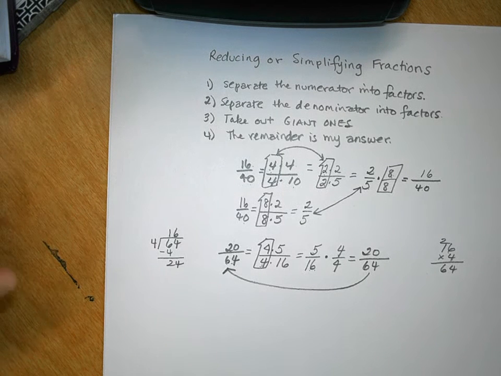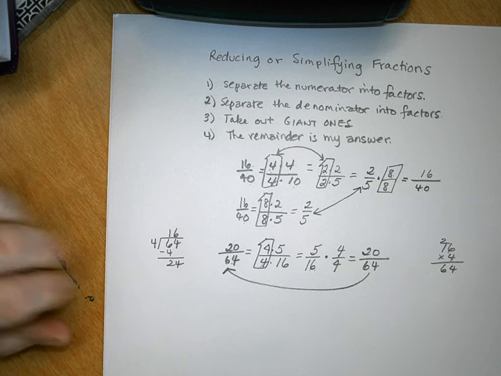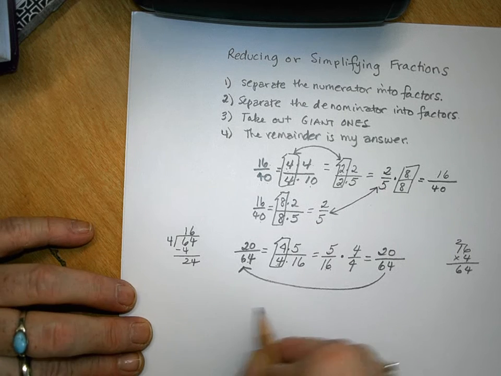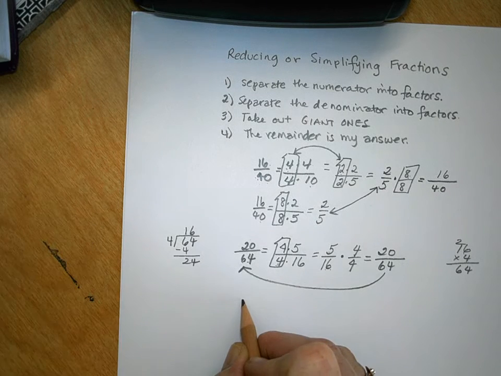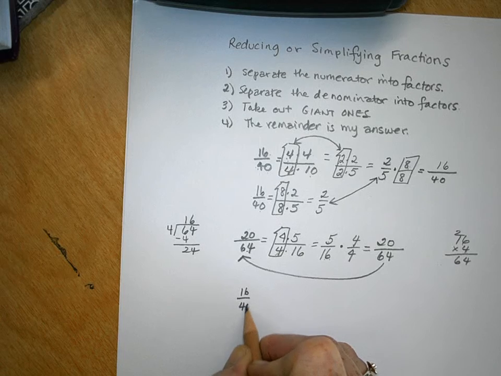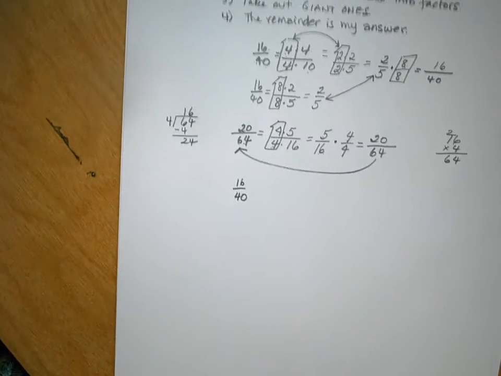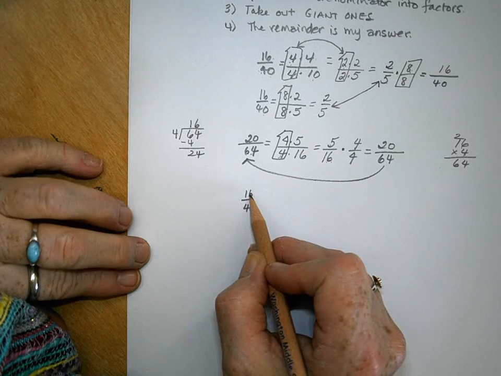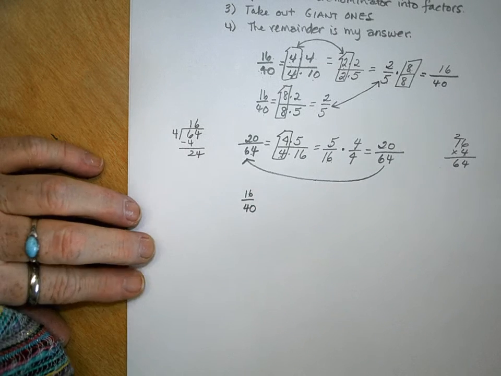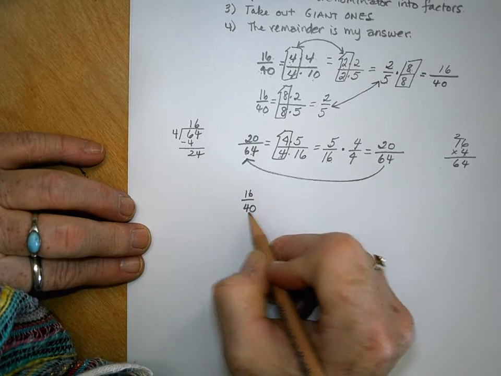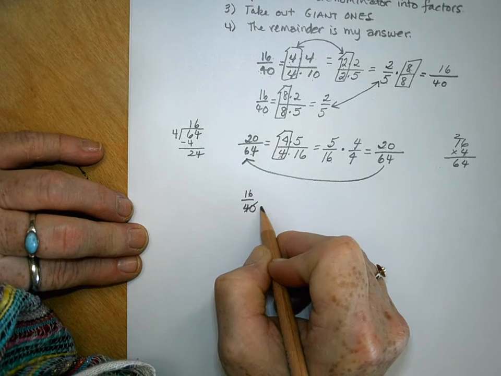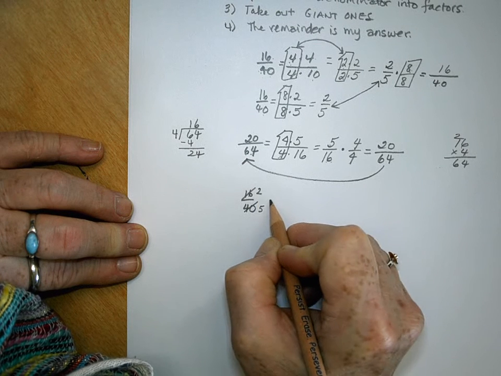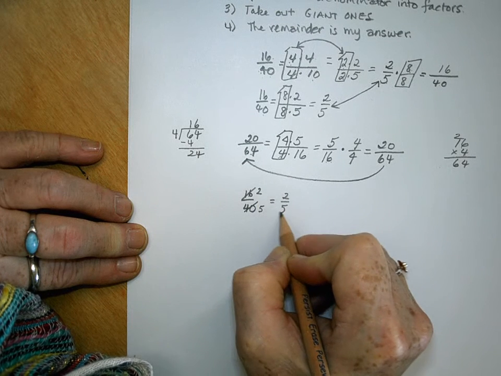There is a quick way of doing this. It's called factoring out, where I just factor out the ones. So I'll go back to this problem, 16 over 40. This is kind of an old school way to do it. I ask myself, what are my common factors here? And I say, oh, 8. And so I ask myself, how many times does 8 go into 40? 5 times. How many times does 8 go into 16? Twice. And my answer is 2/5.